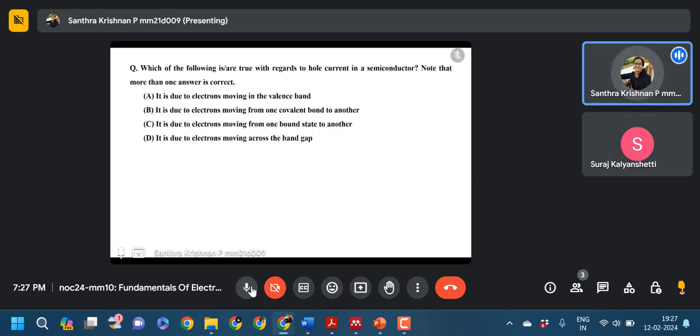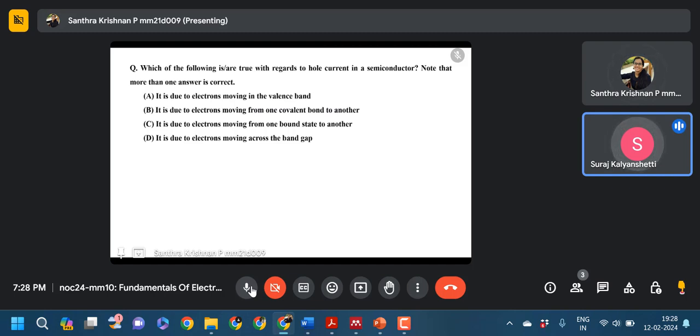Which of the following is or are true with regards to hole current in a semiconductor? We know that electron current is due to the movement of electrons. In a similar way, if we interpret, hole current is due to the motion of holes in the valence band. I think I should be able to answer this. Let me go through it.